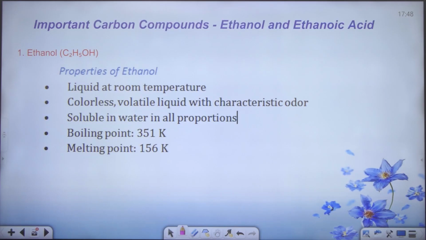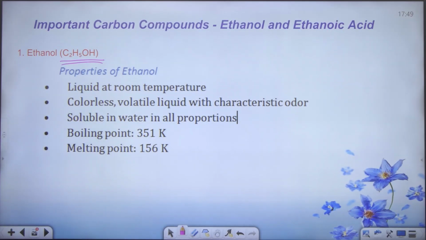And we are discussing some important carbon compounds, ethanol and ethanoic acid. First we are going to discuss ethanol. The molecular formula of ethanol is C2H5OH.